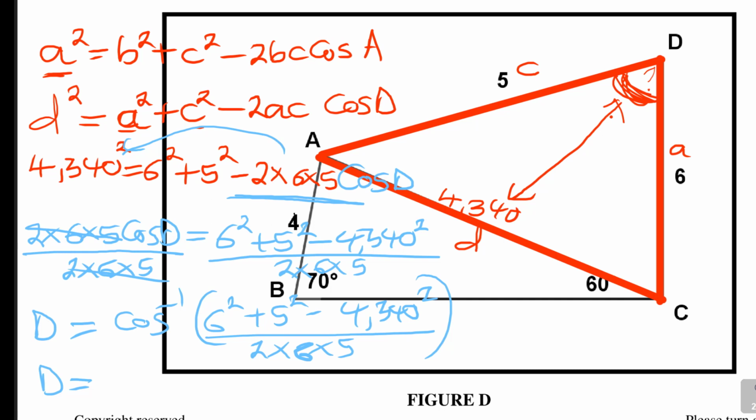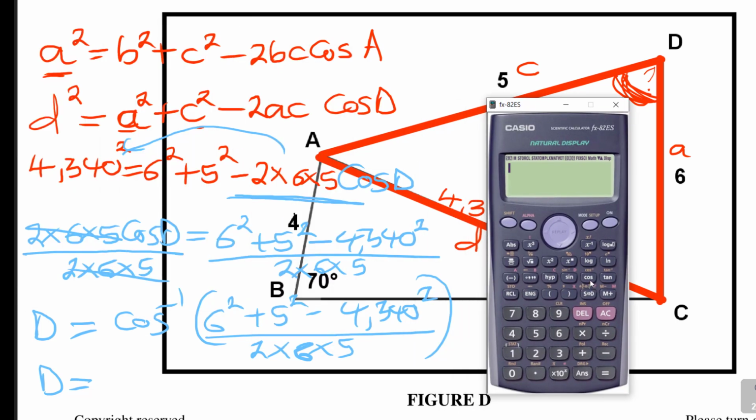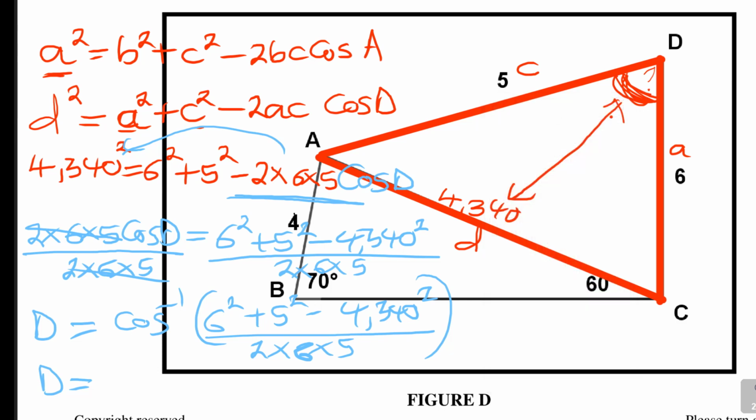353. Okay, let me confirm it with mine just for accuracy so that we are all together. Shift arc cos, and then it's 6 squared plus 5 squared minus 4.340 squared, and then all over 2 times 6 times 5, and then equal to. You see, that's it. My take is it's quicker to get my final answer like that, and then I'm done, because there are no marks, by the way.